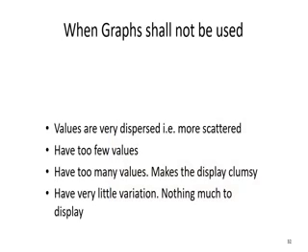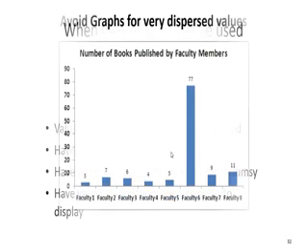Now, when should a graph not be used? There are some cases when you represent data, but a graph should not be used. Yet we see that some people use graphs and make the entire thing very clumsy, when it could be communicated very easily. If values are very dispersed, that is, scattered; if there are too few values or too many values, which makes the display clumsy; or if there is very little variation, there is nothing much to display. These are the cases when graphs should not be used. Let us take up an example of values that are very dispersed and scattered.